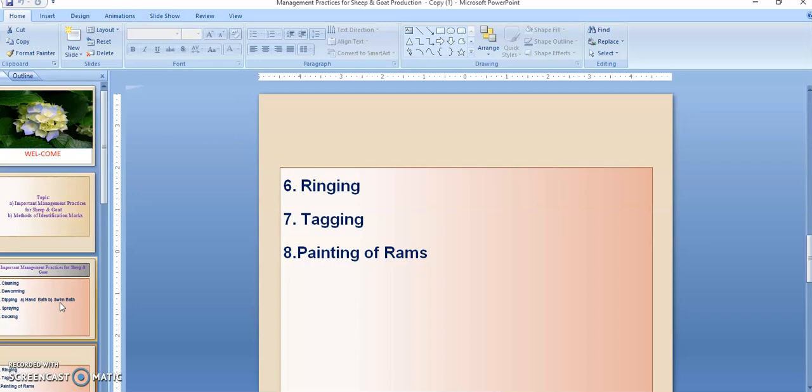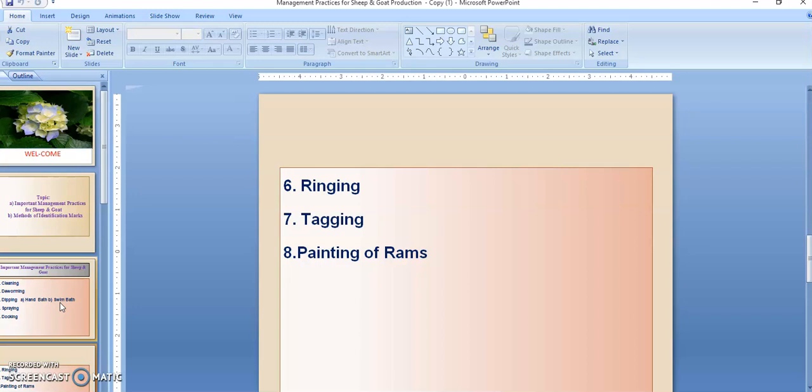The next important management practice is called tagging. In the tagging, we shear the locks of wool and dirt from the dock. The tagging makes the service by the ram more clear.